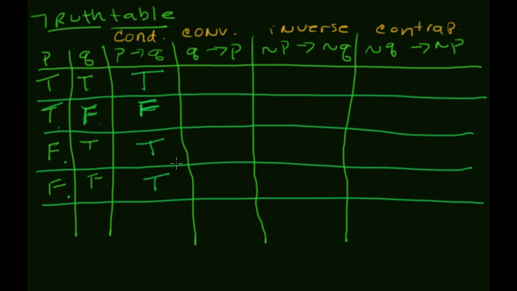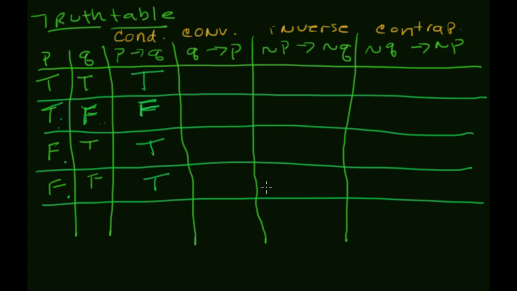Likewise, if pigs could fly, I'm a millionaire. Okay, that's a true statement too, because pigs can't fly. So it has no bearing on whether or not I'm going to be a millionaire. So the only way you can get a false is a true-false combination.